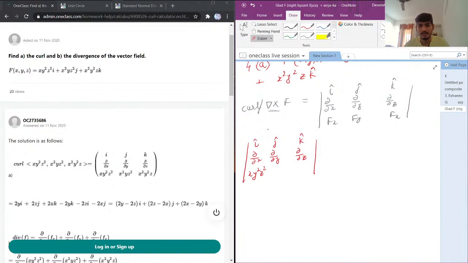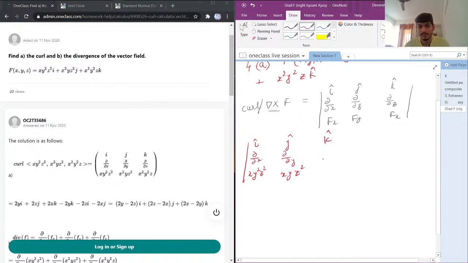I'll just write it a little bit bigger because we will be having a lot of terms. j cap, del over del y, x square y z square, k cap, del over del z. We have x square y square z. Determinant.